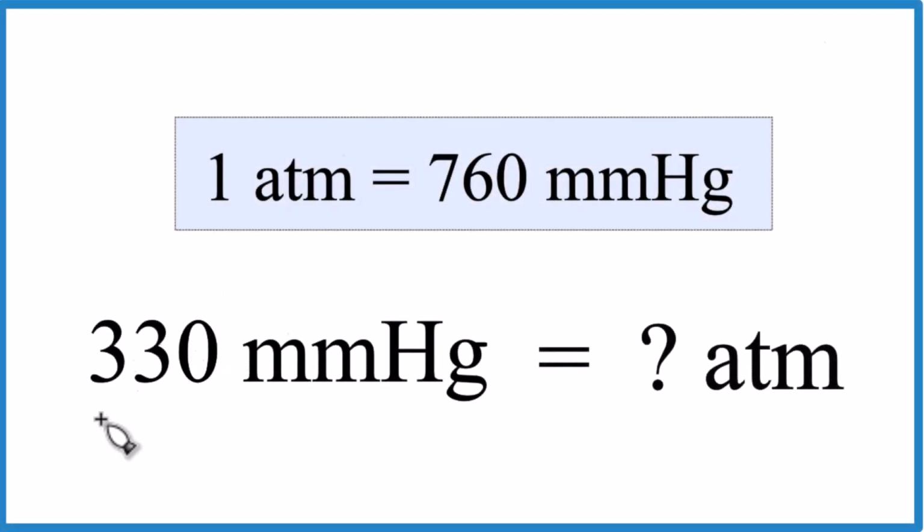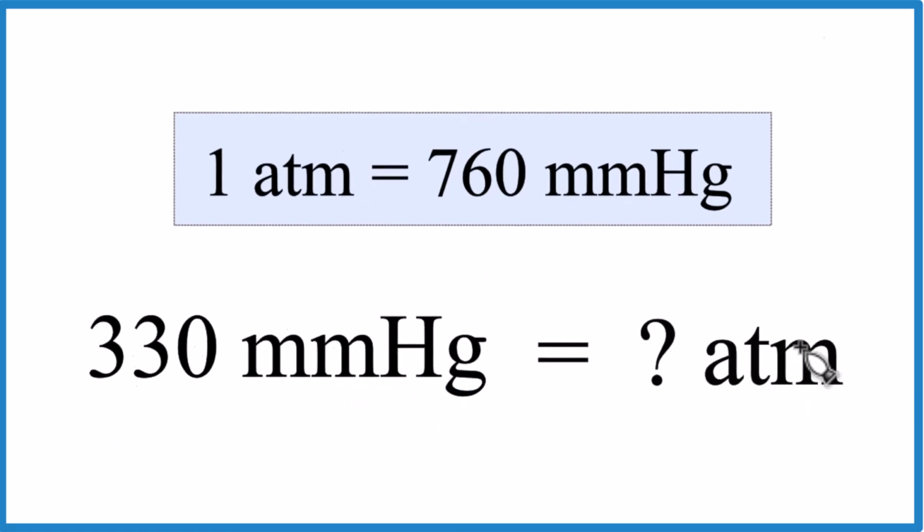If you need to convert 330 millimeters of mercury to atmospheres, here's how you do it. So our conversion factor, that's that 1 atmosphere equals 760 millimeters of mercury. So what we do is we multiply our 330 millimeters of mercury times our conversion factor.